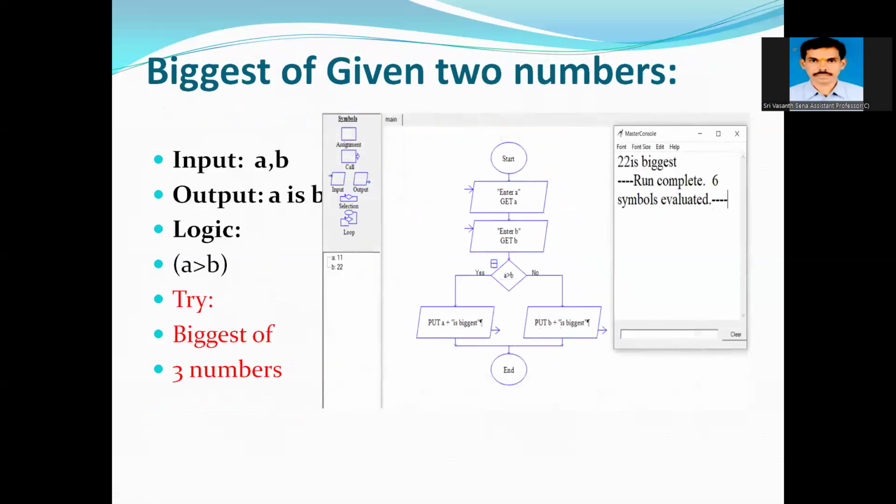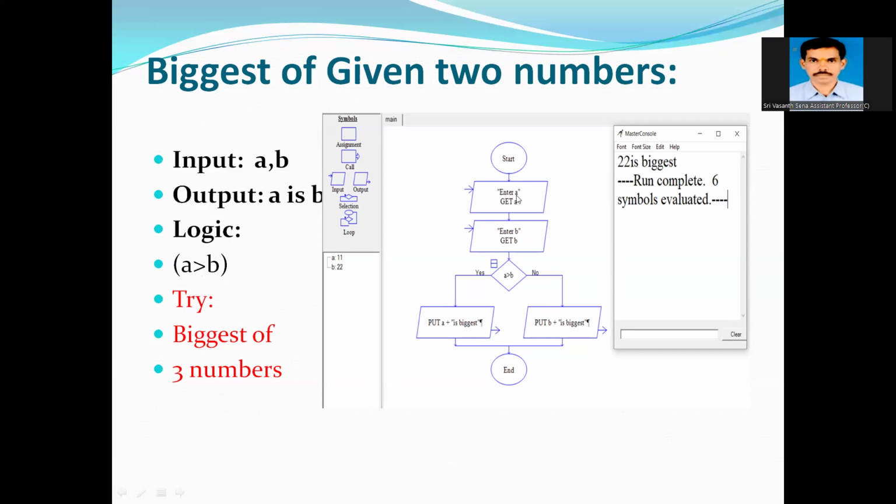Next is the biggest of two given numbers. Here the input is a comma b. We are taking these two given numbers, then the output is either a or b, whichever is the biggest. For that, the logic part is checking a greater than b. By using relational operators, we are checking whether a is greater than b.